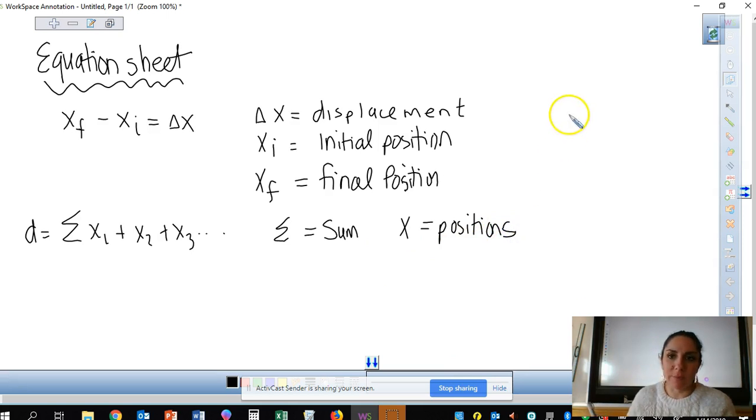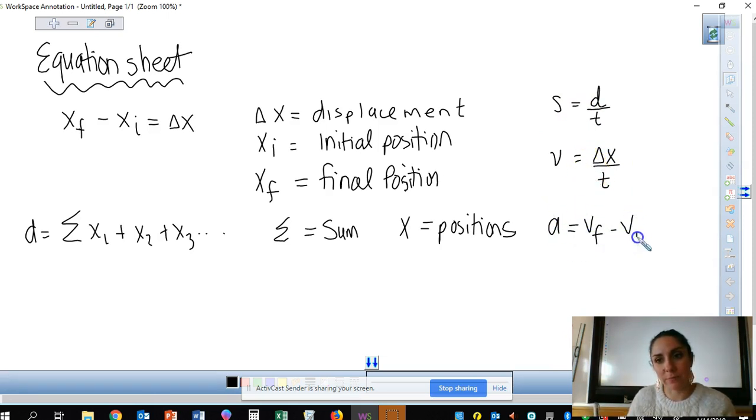But also remember that we had speed as total distance over total time, and then we had velocity as displacement over time, so slightly different. And then we had acceleration for linear motion as v final minus v initial over t. So this is all linear motion, LM, linear motion.